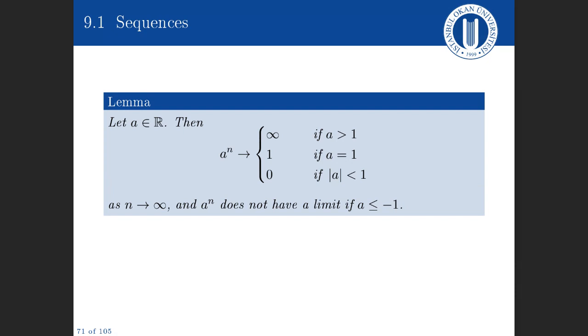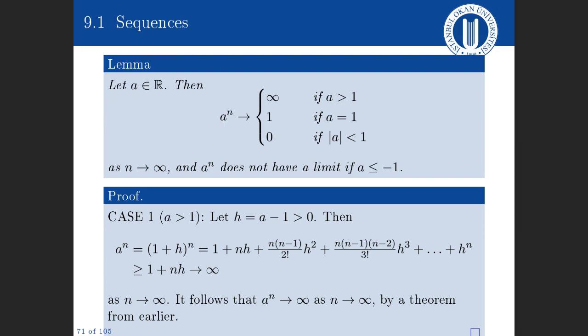Next sequence, a to the power n. This tends to either infinity or 1 or 0, depending on if a is strictly greater than 1, equal to 1, or if the absolute value of a is less than 1. If a is less than or equal to minus 1, then the sequence does not have a limit. The sequence diverges.